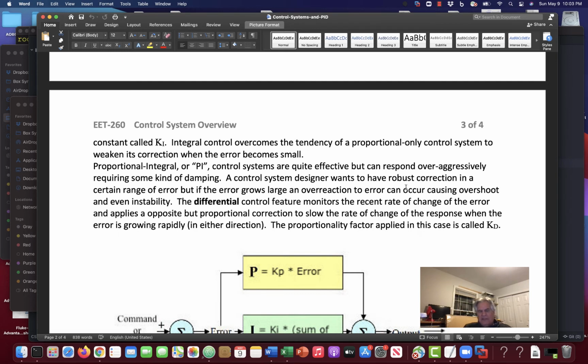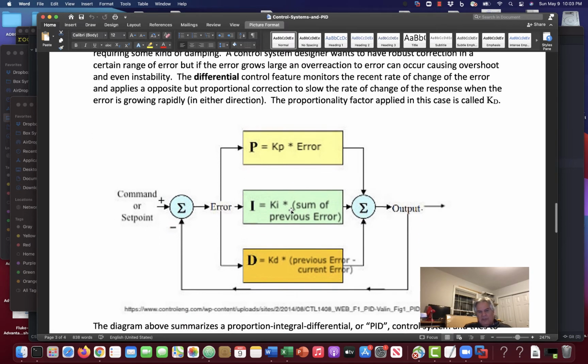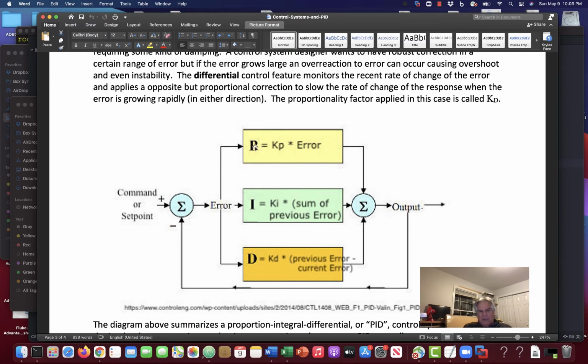The last factor, so we have PI, proportional integral, and differential. The idea of the differential system, as you can see, here's the proportional. We have a constant times the error voltage. Here's the integral. We have a constant times the sum of the previous errors. And then we have the derivative, in which case we look at essentially the rate of change. We look at the change in the error signal. The previous error minus the current error.